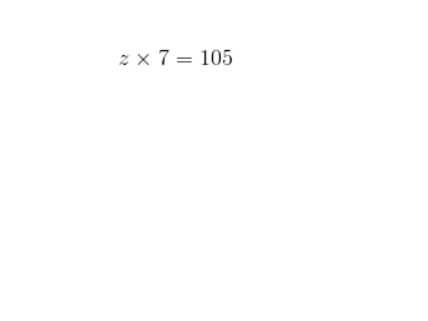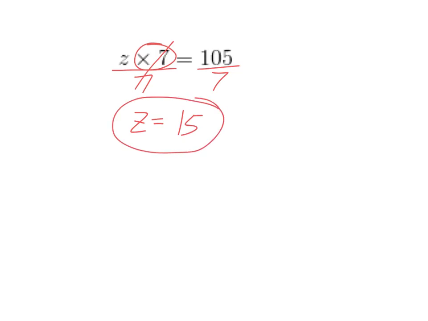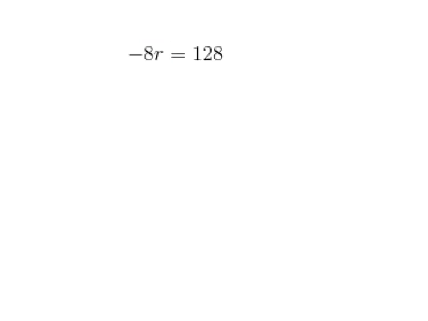So we've got z times 7 equals 105. Right now we're multiplying by 7. So to undo that multiplication, we need to divide by 7. And if you divide one side by 7, you have to divide the other side by 7 too. So on the left, the 7's are going to cancel out, leaving just z. And on the right, 105 divided by 7 should get you 15. So our answer is z equals 15.